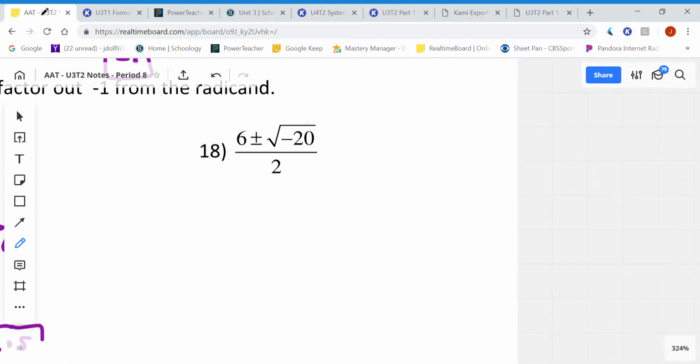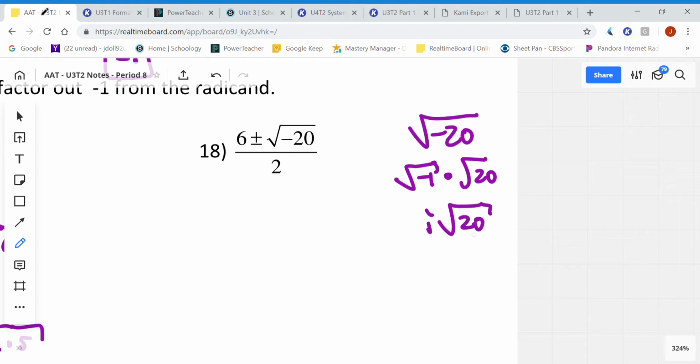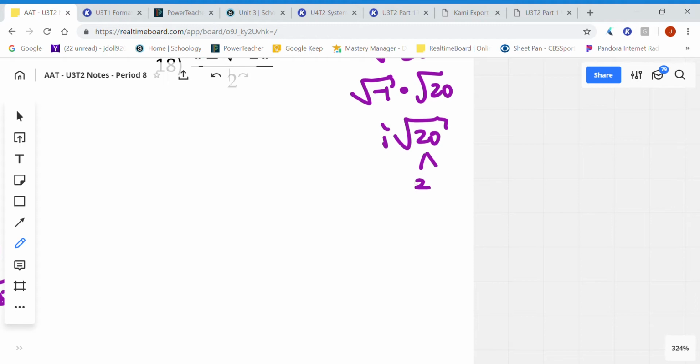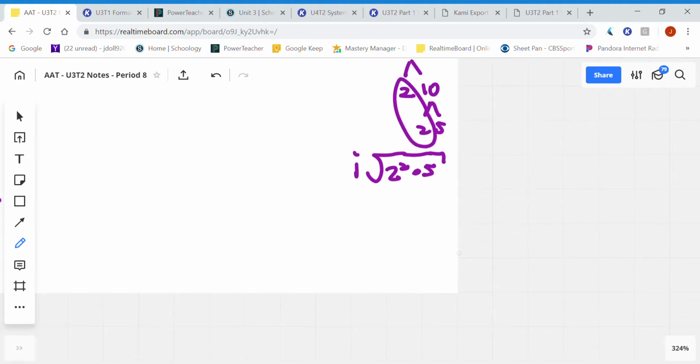All right, last one here. Let's work with the square root of -20 first off to the side here. So square root of -20 becomes the square root of -1 times the square root of 20, which is i times the square root of 20. Now we can break the square root of 20 down. 2 times 10, 2 times 2, and you can see I have 2 squared. So this can become i times 2 squared times 5. I can break this down into i times the square root of 2 squared times the square root of 5, right? Those cancel. I'm left with 2i square root of 5.